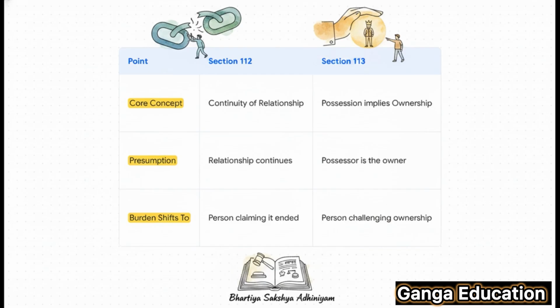The most effective way to master these sections is to remember these three things for each. What's the core concept, what is the legal presumption, and who does the burden of proof shift to? If you can remember that, you're set.